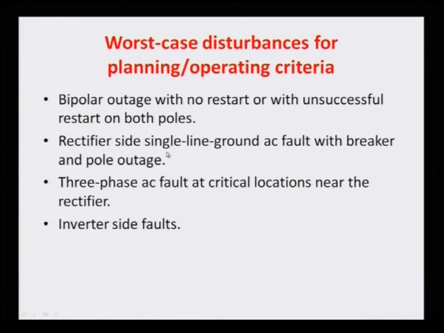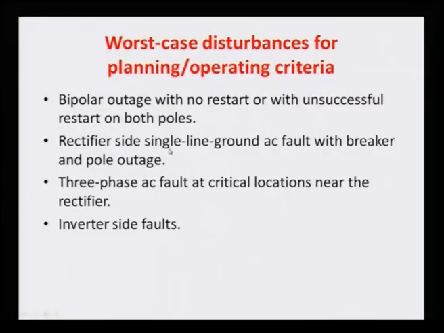We can also take a fault occurring in the DC line along with the resistance, and because we have some capacitances, we can see what the dynamics will be, what the current level will be, etc. On the rectifier side, we can go for the single line to ground fault and the AC fault with the breaker and the pole outage. If the fault has occurred at the converter station itself, and then the breaker and the pole go out, what will be the repercussion on the whole system?